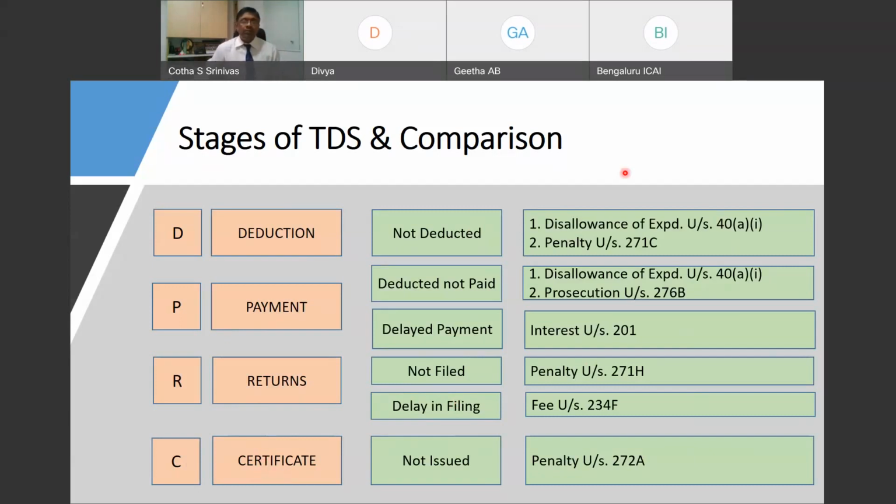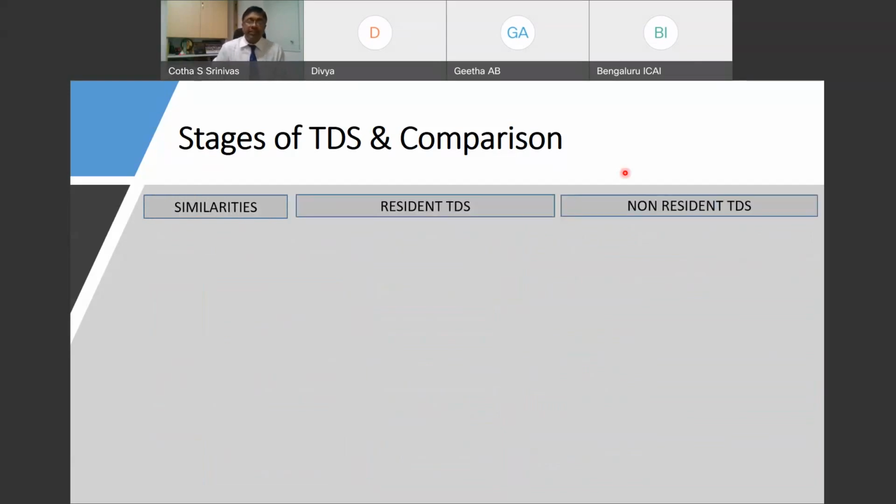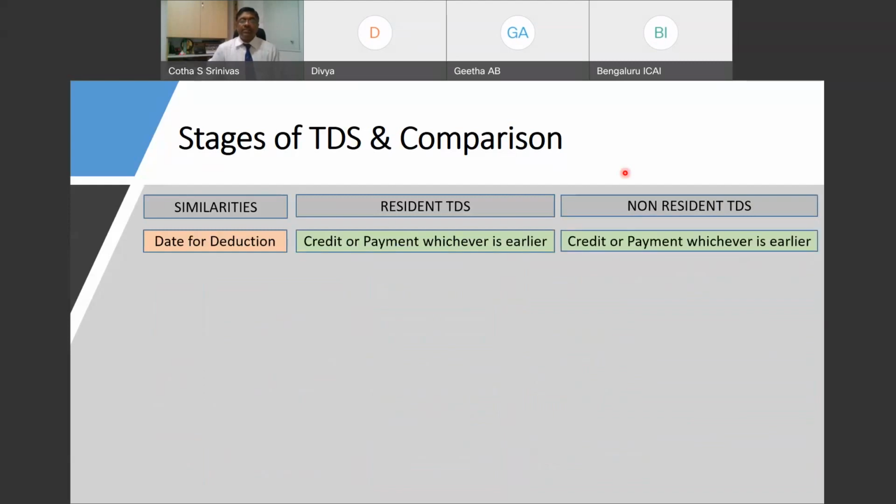Now let us move on to the comparisons. Similarities: let me do the comparison, that is, similarities between resident TDS and non-resident TDS. The first one is the date of deduction. The date of deduction, as I said, is the date of entering a transaction in the books of accounts. So both in resident TDS and non-resident TDS, it is credit or payment, whichever is earlier, in the majority of the cases. There are few cases where it is on payment, but otherwise it is credit or payment, whichever is earlier.